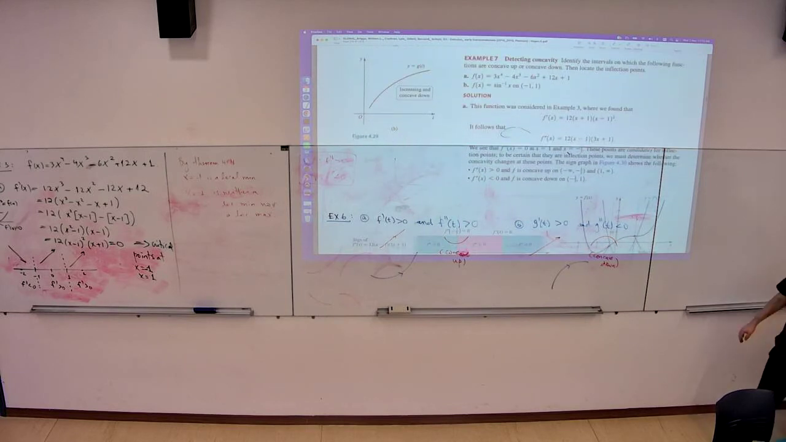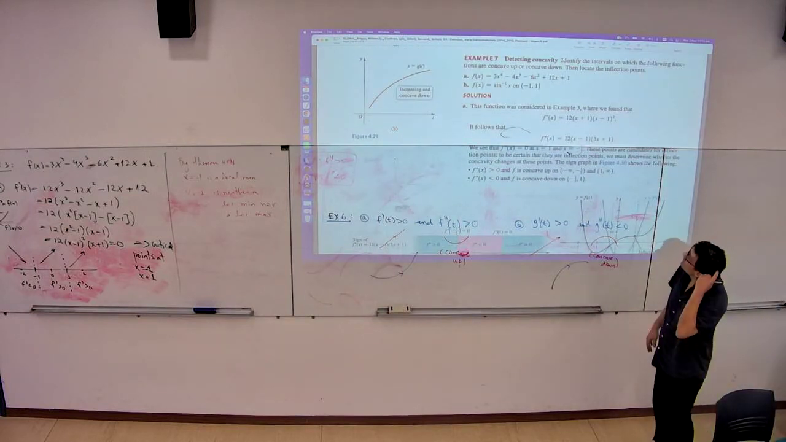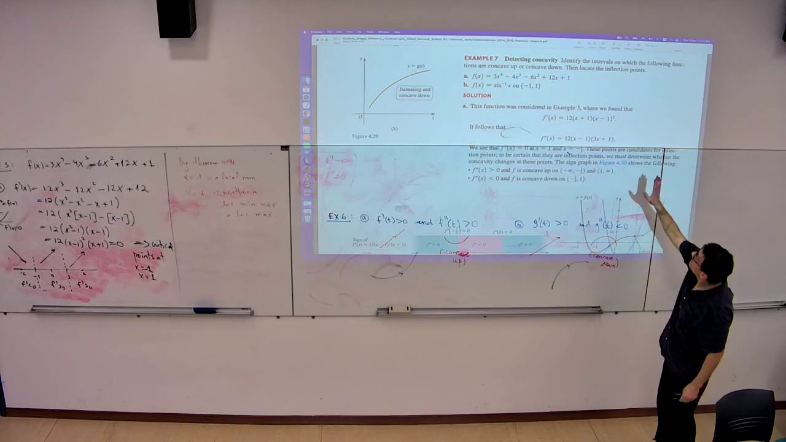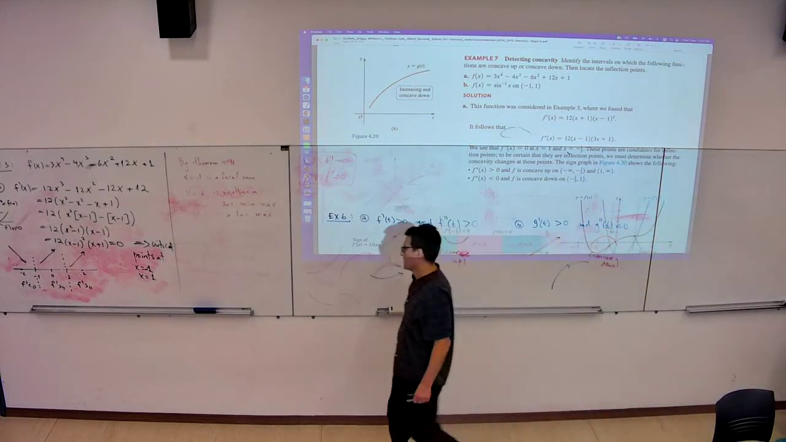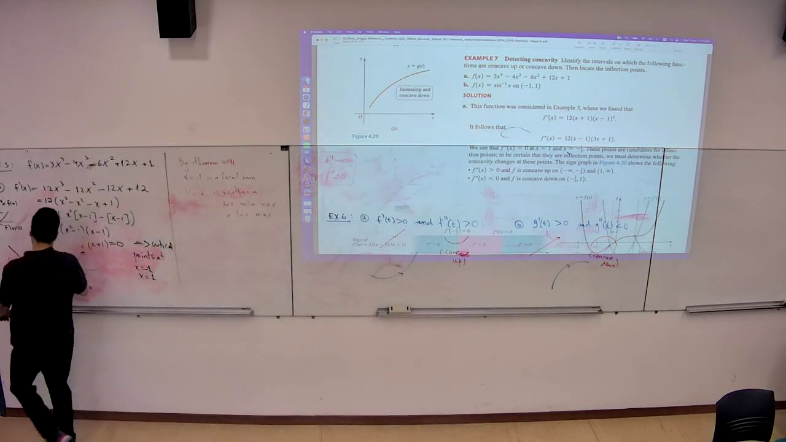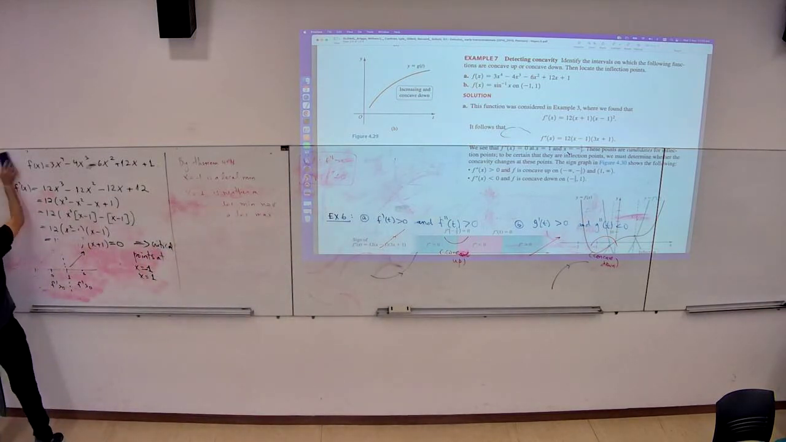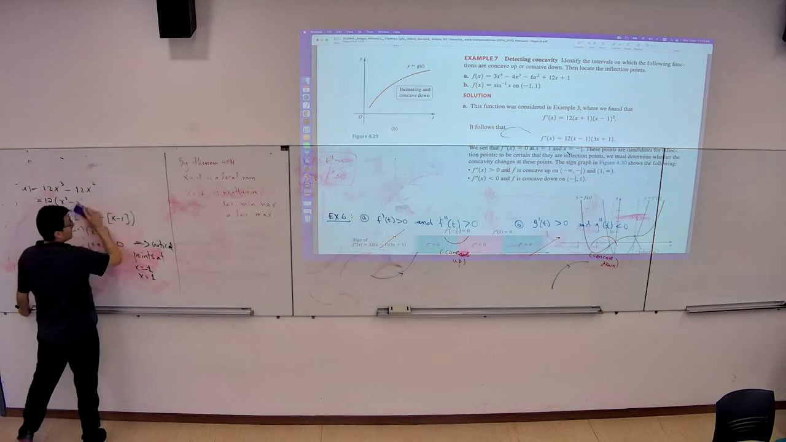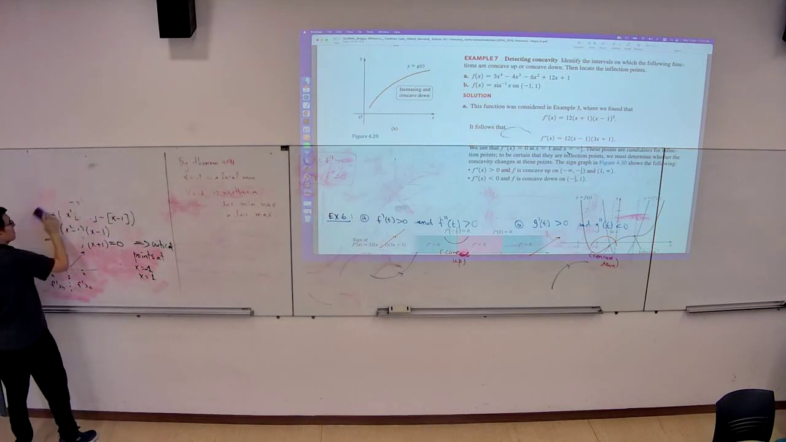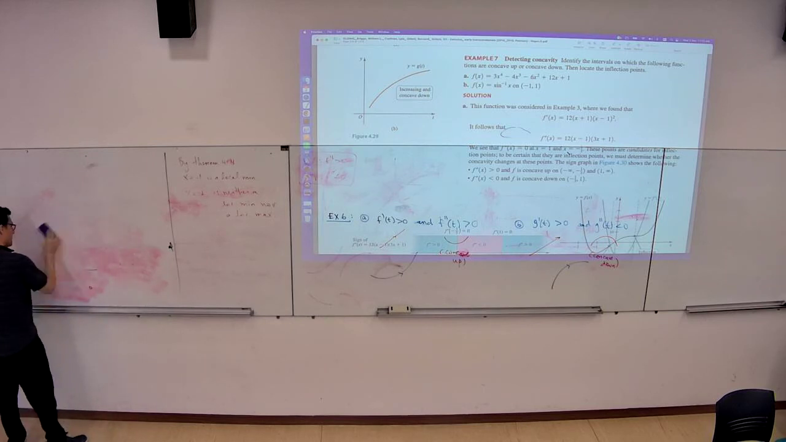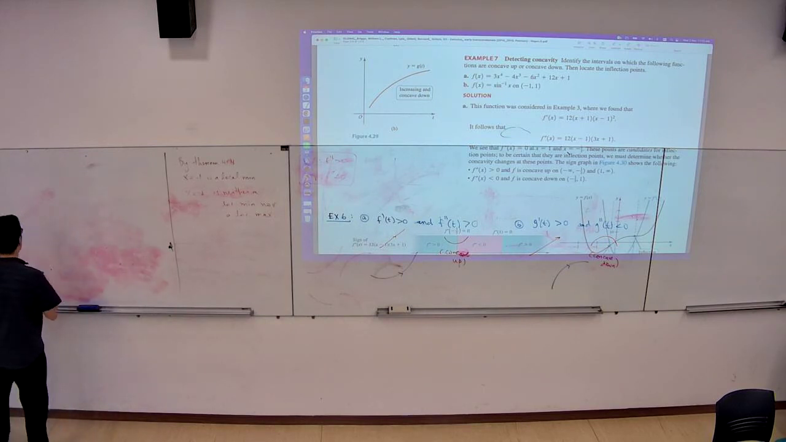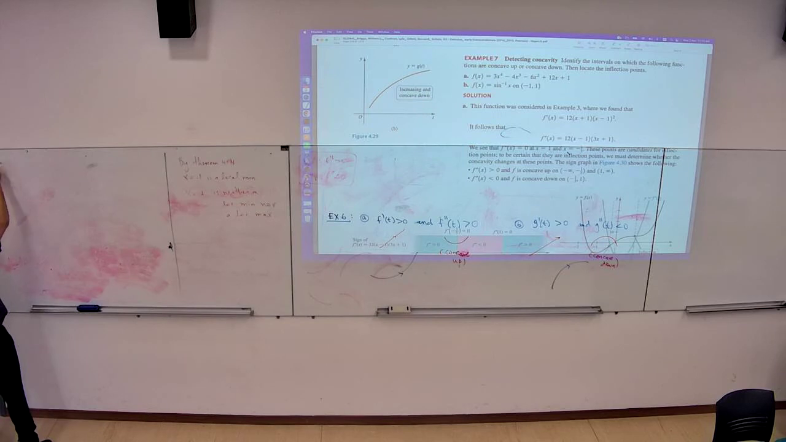Right, example number 7, detecting concavity. In this example, we need to identify the intervals on which these functions are concave up or concave down, and then locate the inflection points. Do that quick. Again, if you have any questions, raise your hand, let me know, and I'll try to answer your question. Example number 7. Let's work out the first function down here.